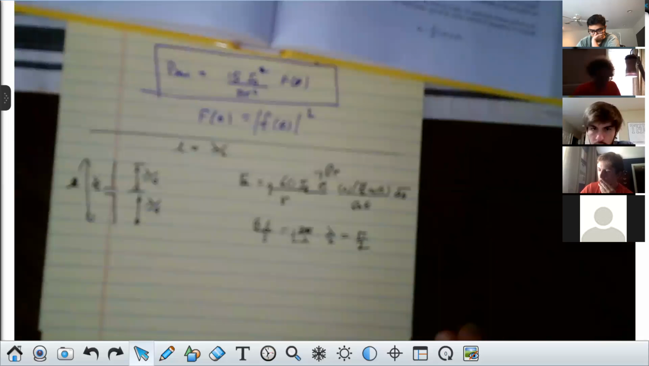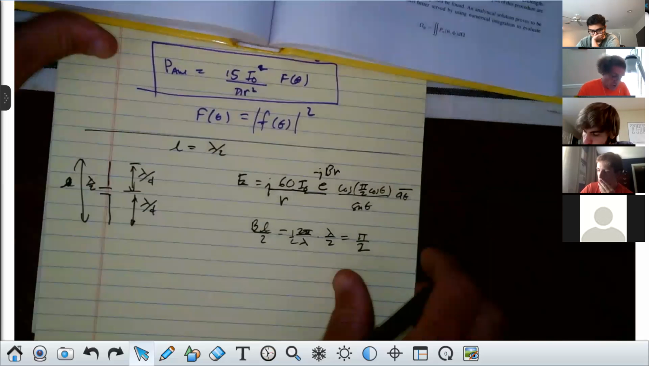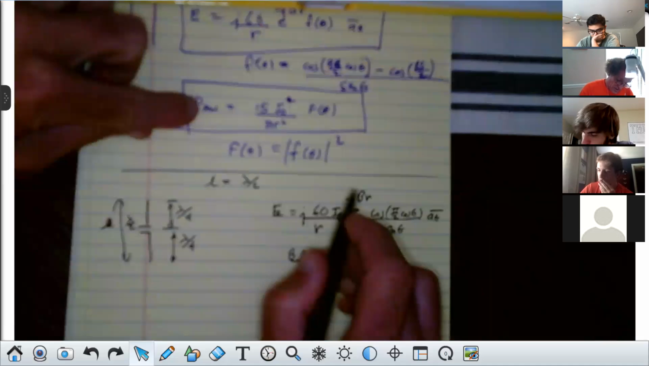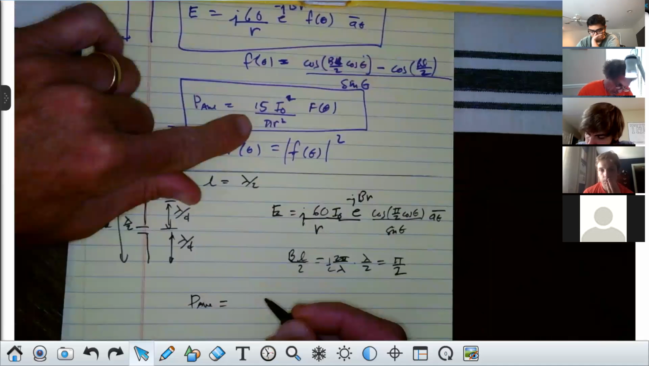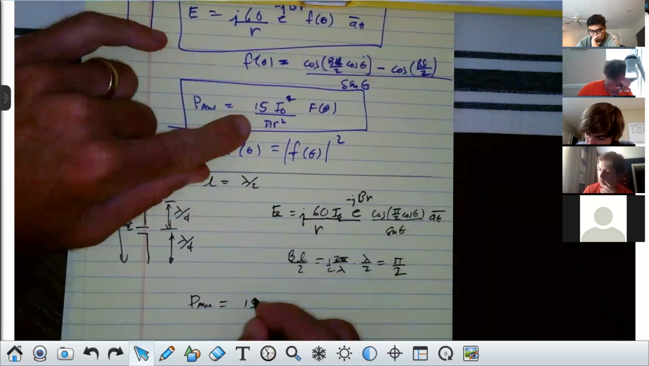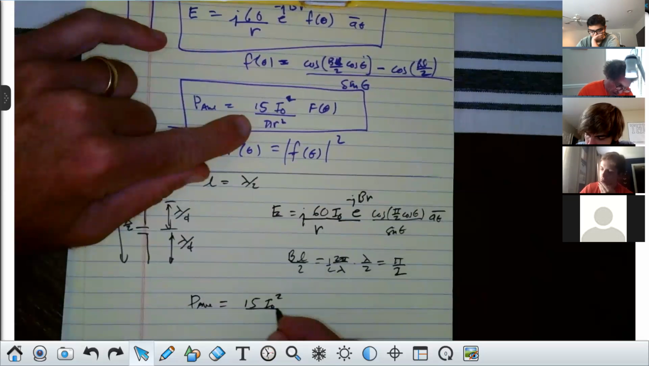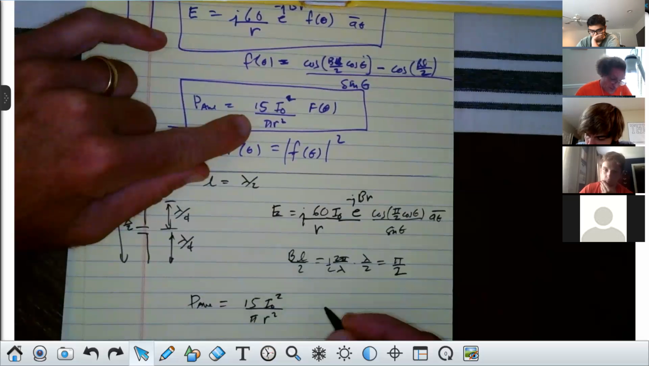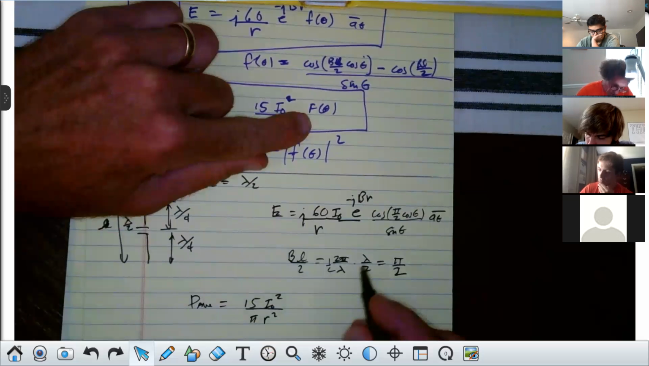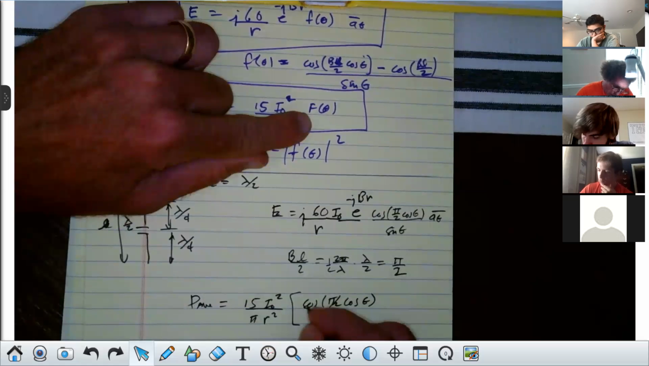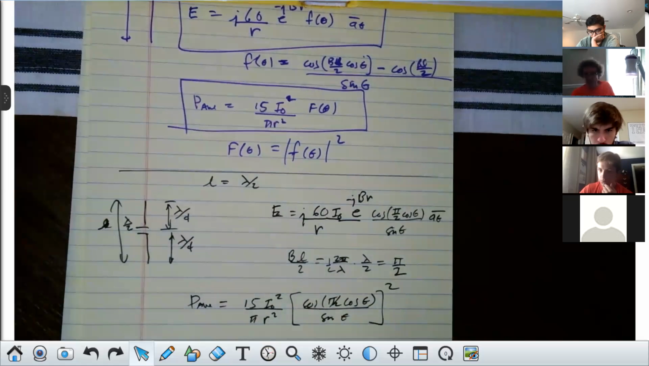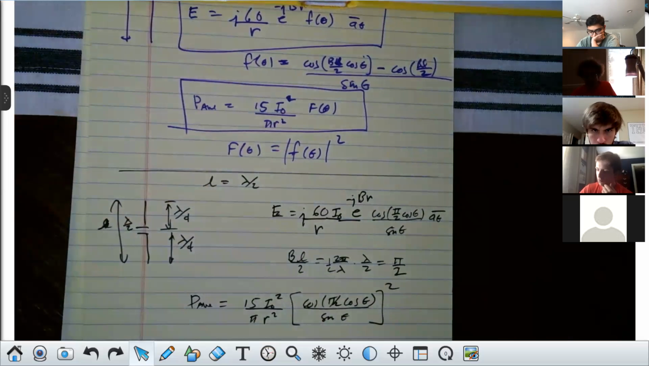All right, the power density will still be this guy right here. So the average power density will be equal to 15 I naught squared over pi R squared. And then F is going to be this squared. So it would be the term cosine of pi over 2 cosine of theta over the sine of theta, squared. You all see what I'm doing here? That would be the power density. Got me?